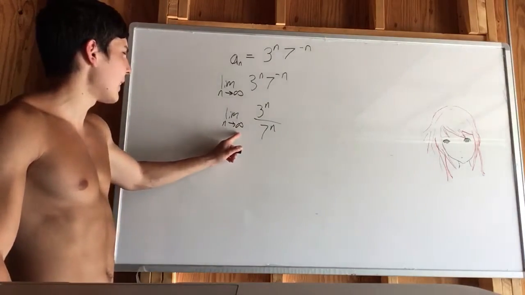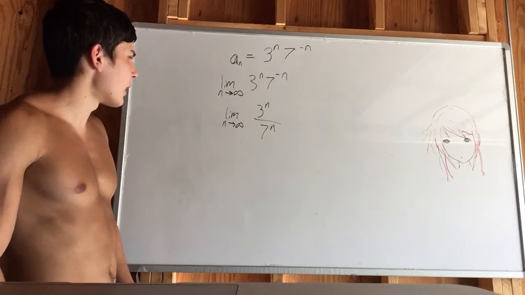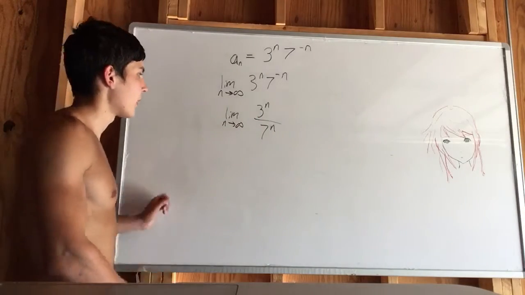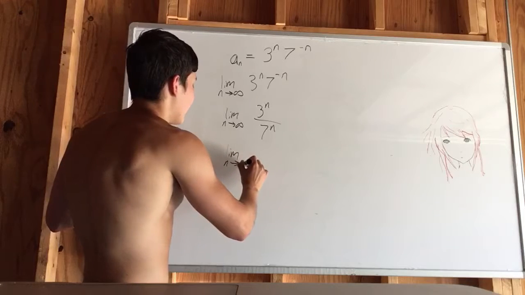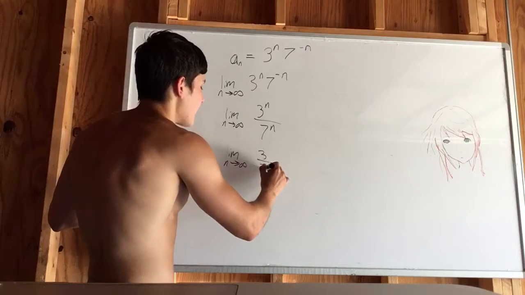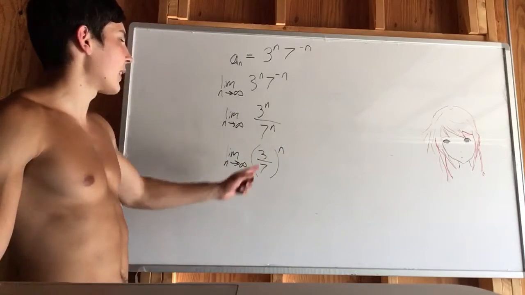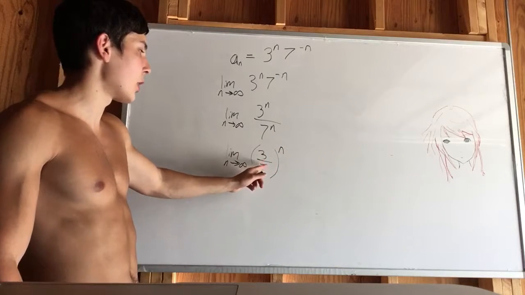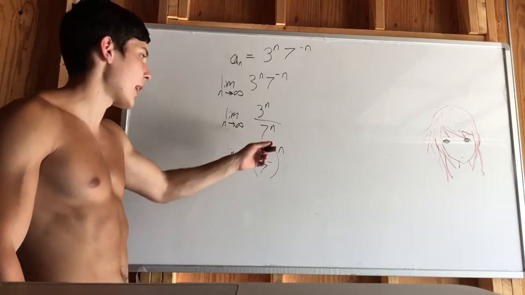Now, if you were to plug in infinity, you would get infinity over infinity. And that'd just be weird because that's not how you should look at it. The way you should look at it is, what does this mean? This really means the limit as n approaches infinity of (3/7)^n. That's what this really means, because whenever you have an exponent on a fraction, you're sending both the numerator and the denominator to that exponent.